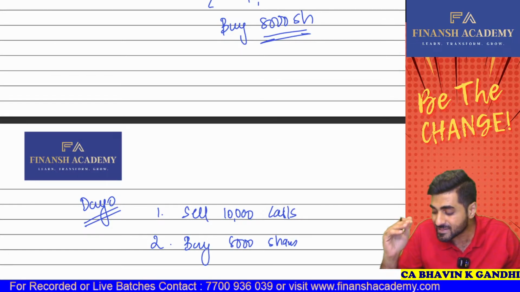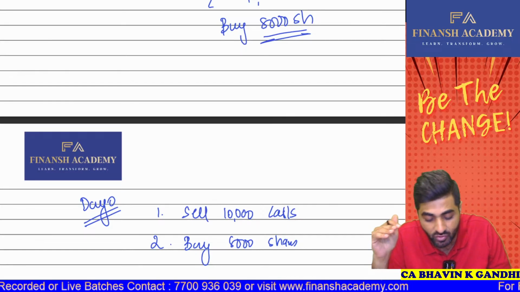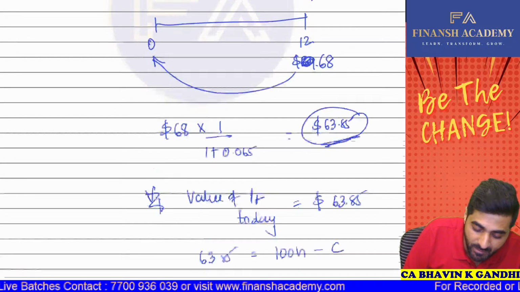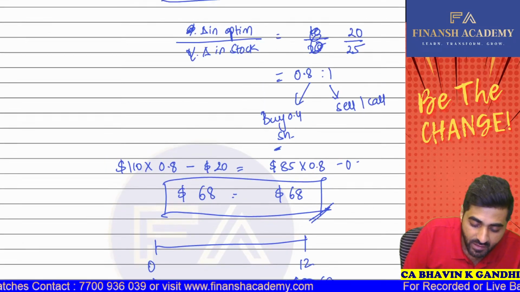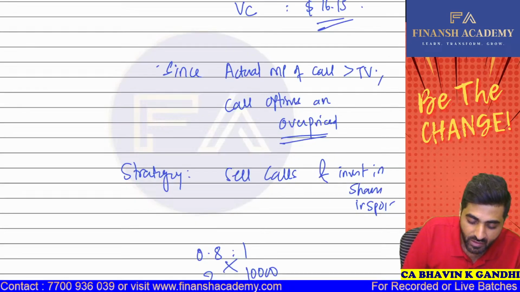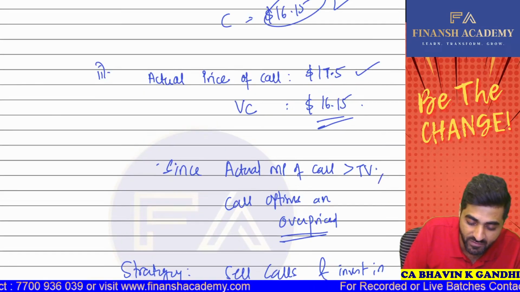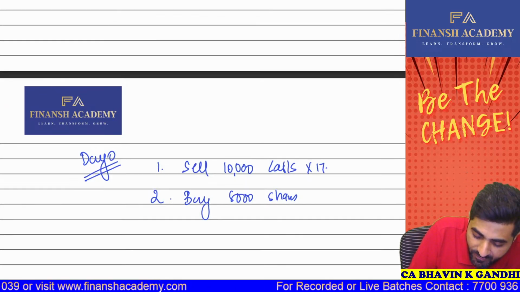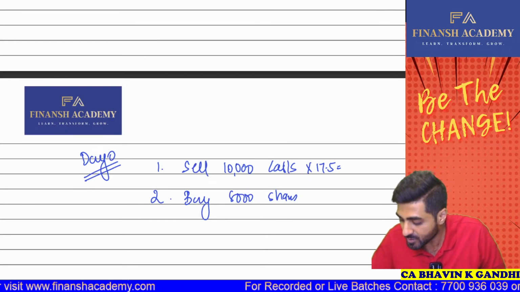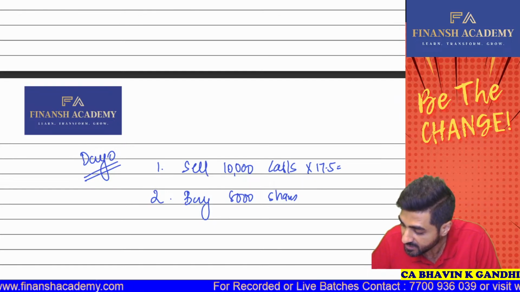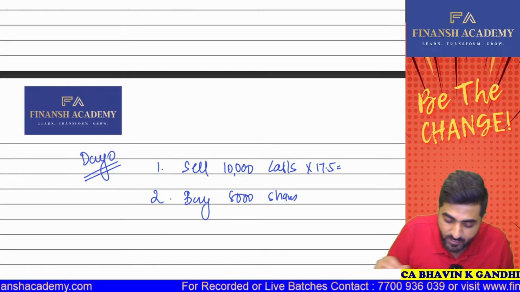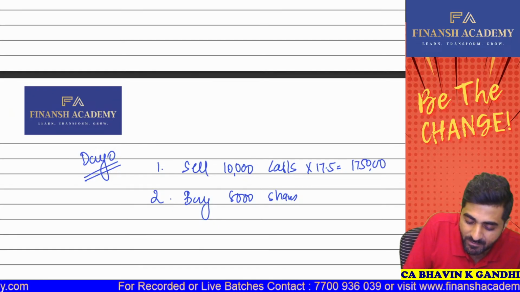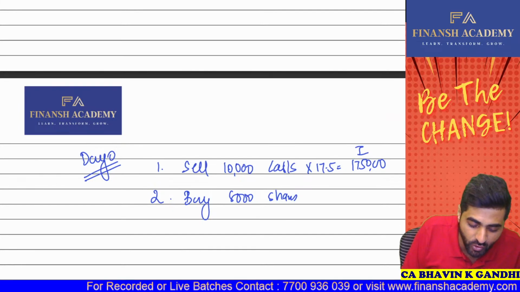Now, when we are going to sell 10,000 calls, is there a premium which will be received? Come on, yes or no? Yes, sir. The premium received here is your actual market price of the premium, which is 17.5. So ultimately this will be 10,000 into 17.5. So this will be 1,75,000. Can I say 1,75,000 is the premium received? Is this your inflow? Come on, yes or no?